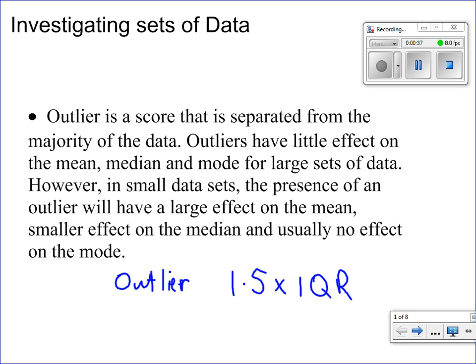But essentially an outlier is just something that has very little effect on stuff for large data, but in small data sets, so if there's less than 10 scores, outliers usually have a very big effect on the mean, not so much on the median and nothing at all on the mode.